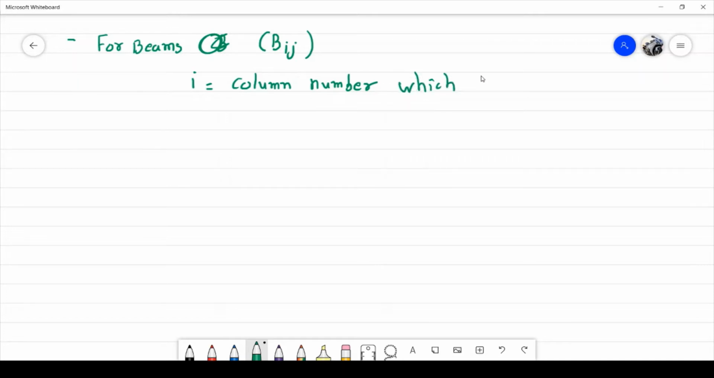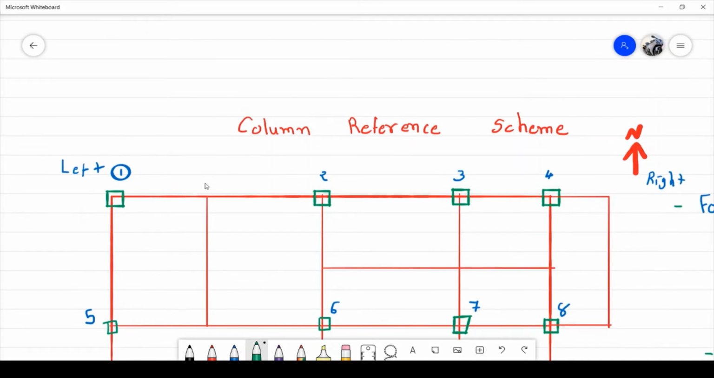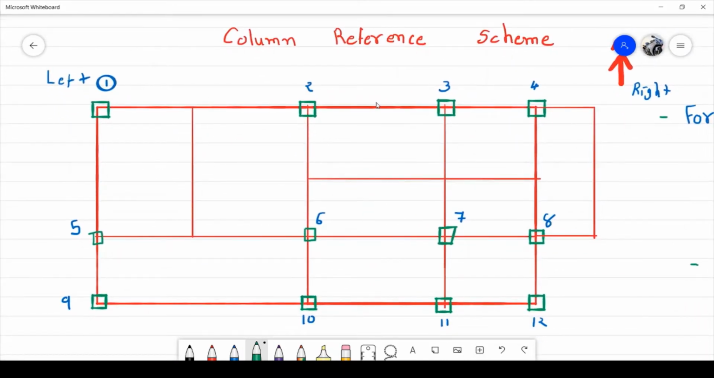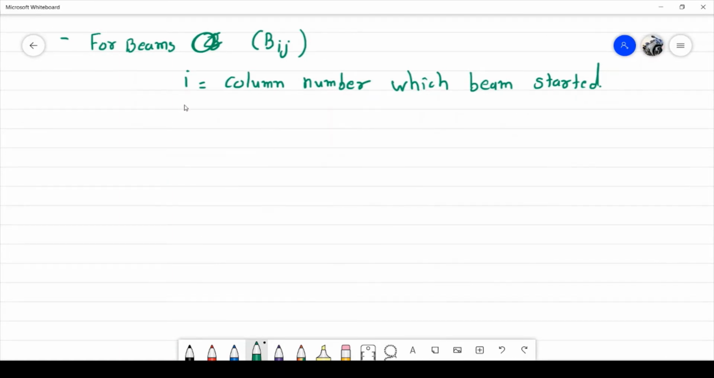I is the column number from which the beam started. So here is a beam starting from column 1, so B1, and its direction is from left to right and up. I will explain it later. And what is J? J is equal to the direction in which the beam runs.